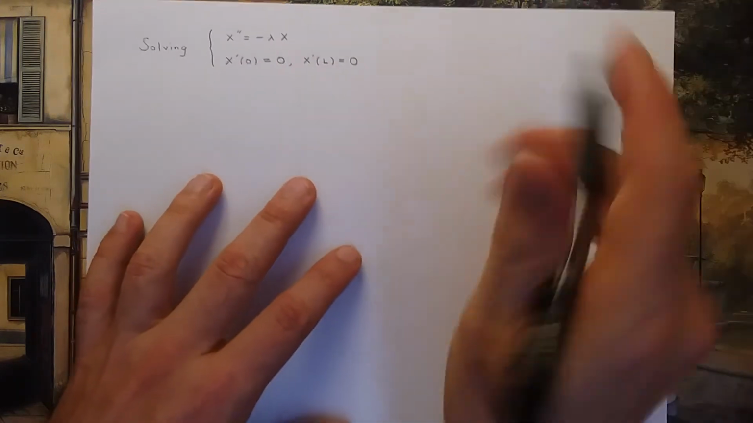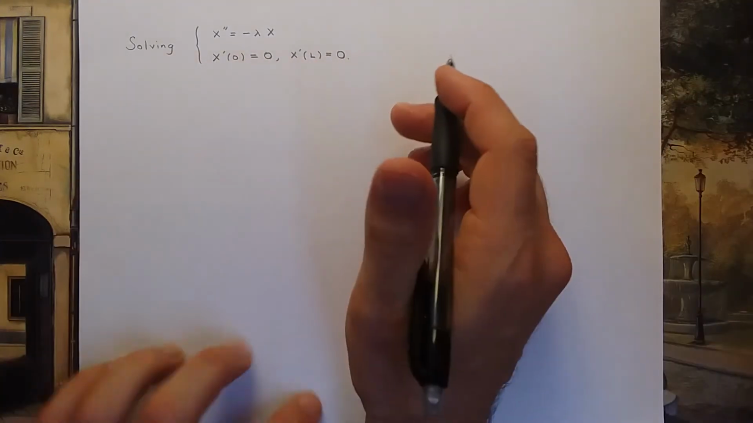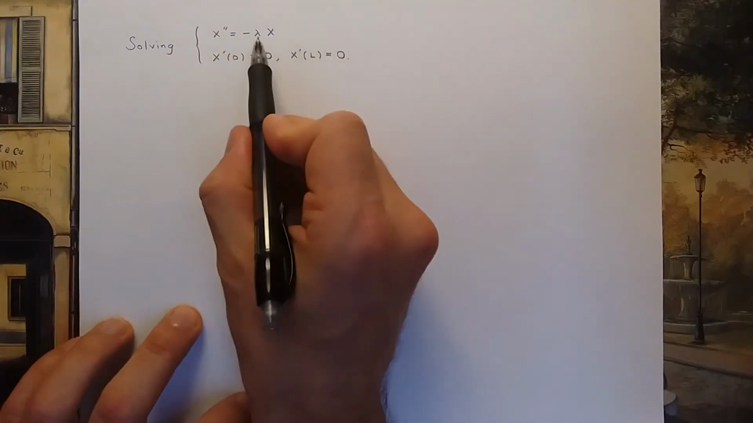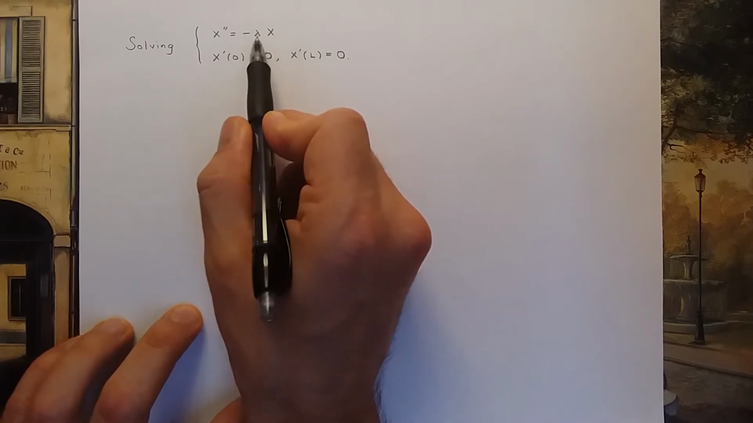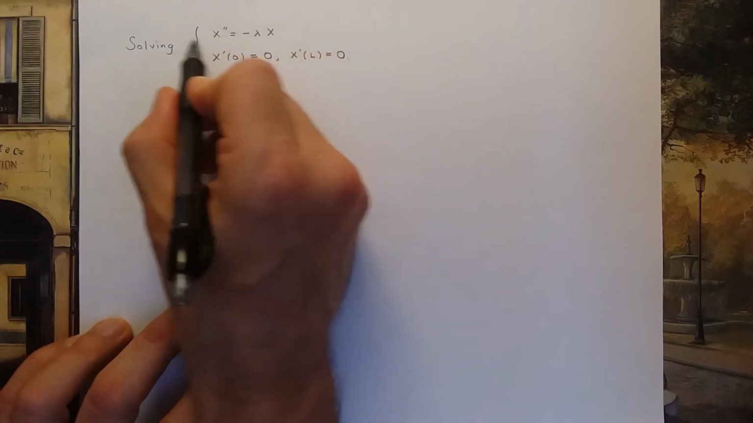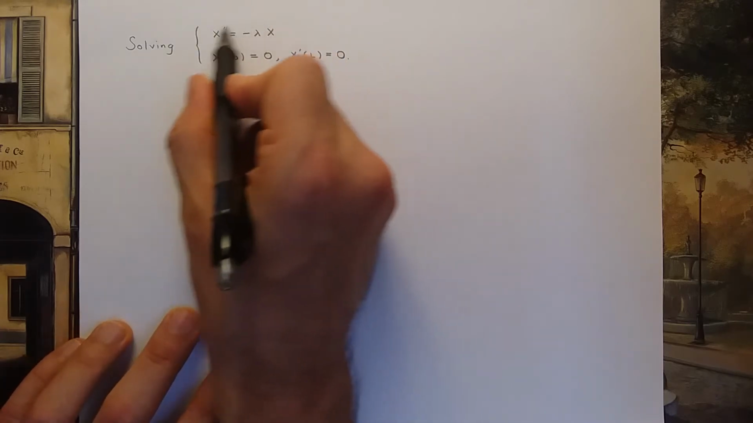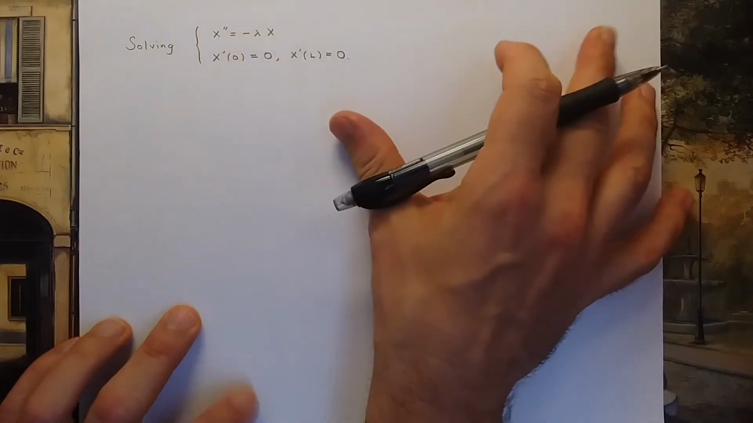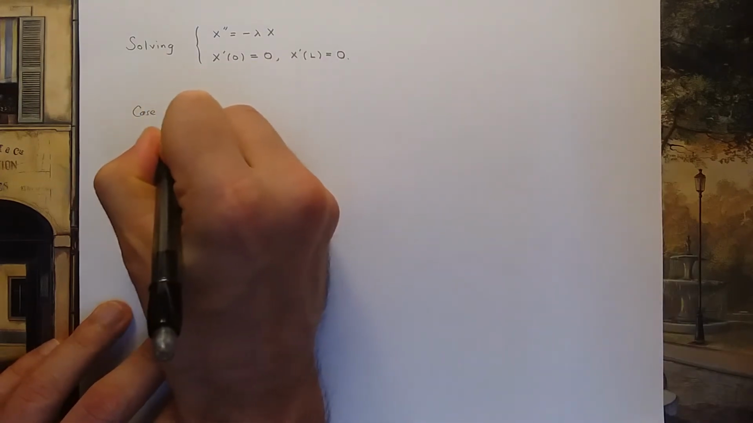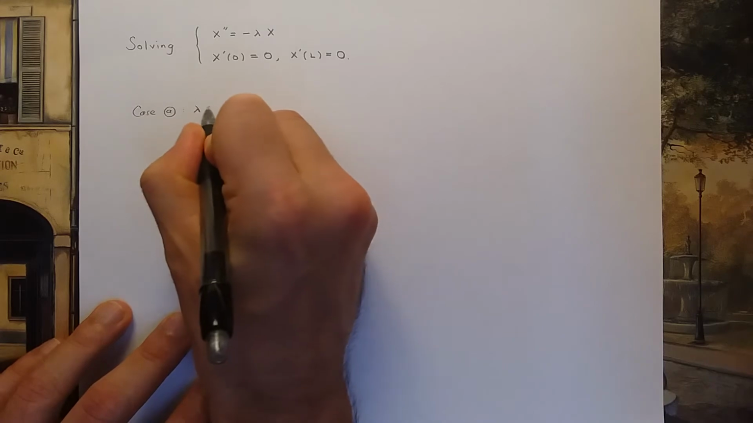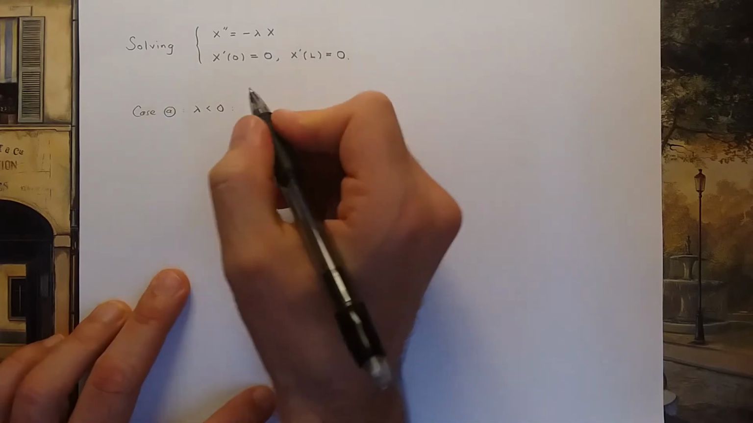So on the side during scratch work, I want to solve this equation. And to solve this equation, I break the situation into three cases, whether lambda is negative, 0, and positive, because in each one of those three cases, the form of the solution to the differential equation looks different. So we'll do case A, which will be the situation when lambda is negative.